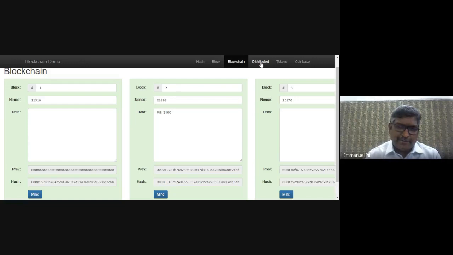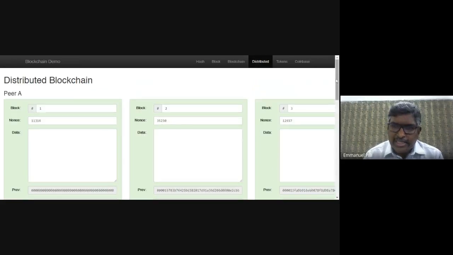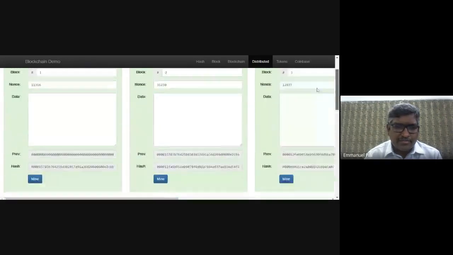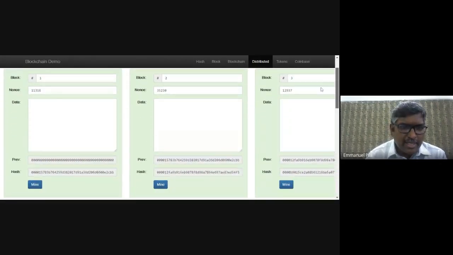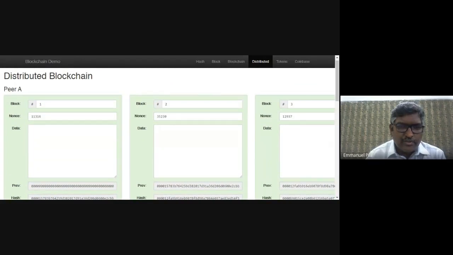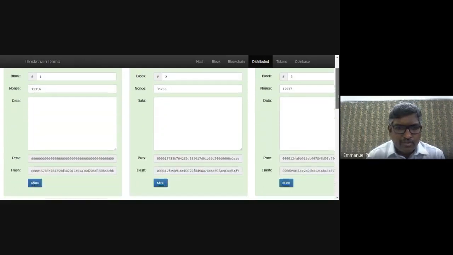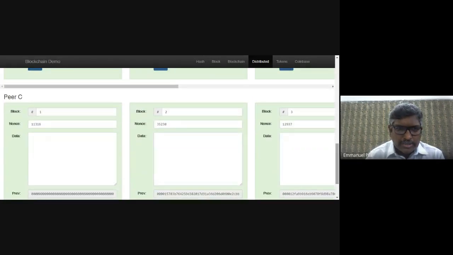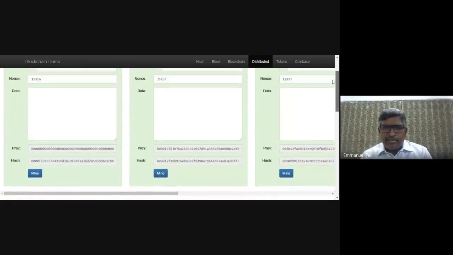Now a distributed blockchain. If I have a single copy of the blockchain, I can easily make some changes. I can make a change in two or three and like that, but that is not possible because the blockchain is distributed. Distributed in the sense that different people have the same copy, right? Here I've taken the example of three people, PRA, PRB, PRC. PRA has these values 11316 and 35230. If you remember, the same things, 11316 and 35230. If you go down, it is the same, 11316 and 35230. So this can be a blockchain, right?